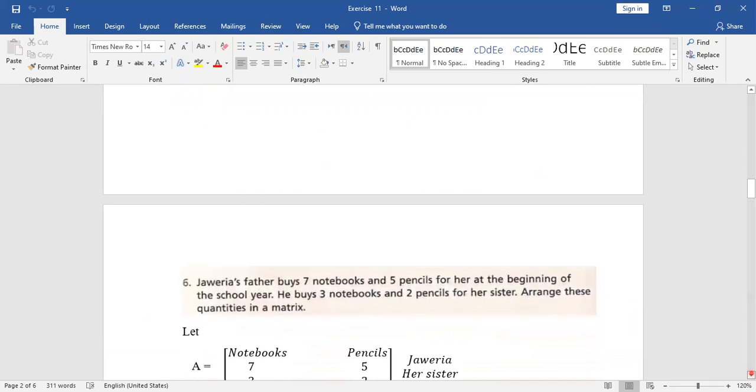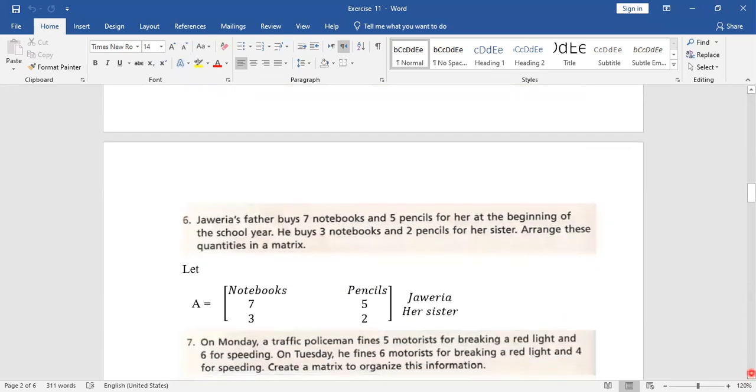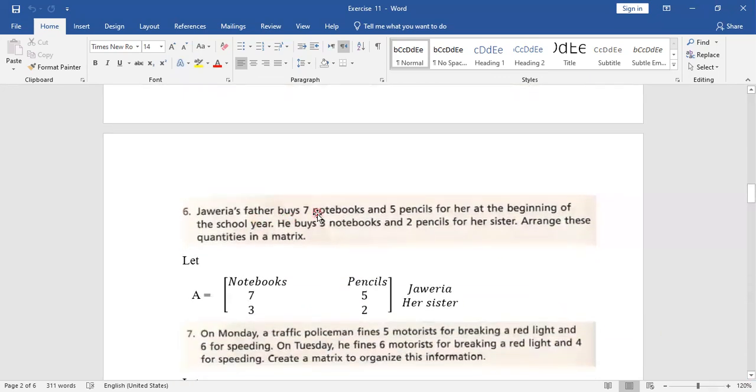Now, these are the statement questions. Javeria's father buys 7 notebooks and 5 pencils for her at the beginning of the school year. He buys 3 notebooks and 2 pencils for her sister. Arrange these quantities in a matrix. So first of all, underline these. These are the 7 notebooks and 5 pencils at the beginning of the year, and he buys 3 notebooks and 2 pencils for her sister.